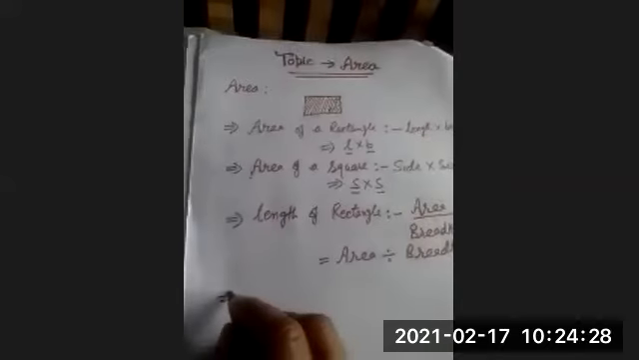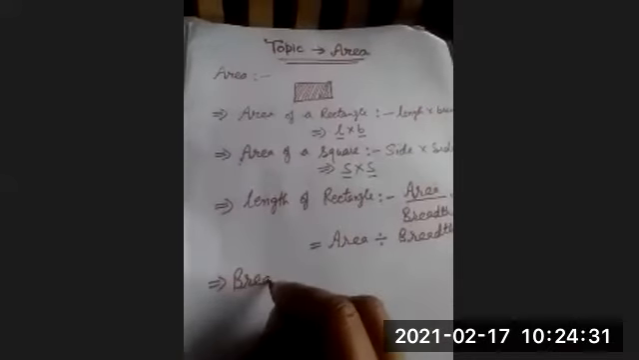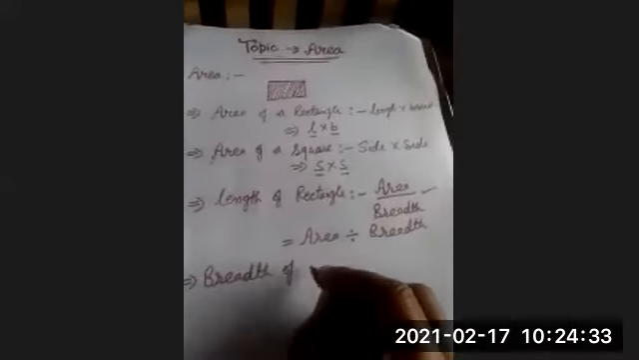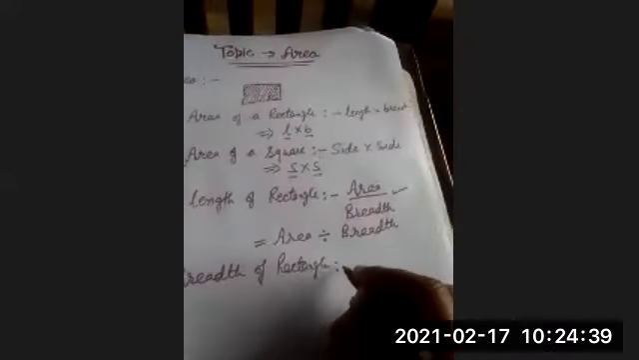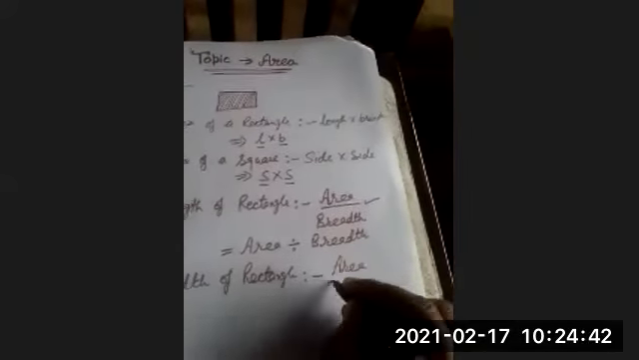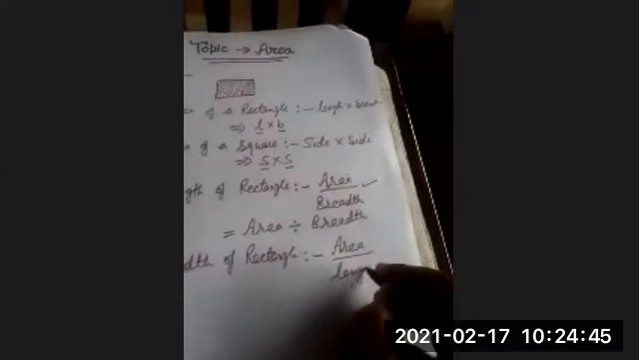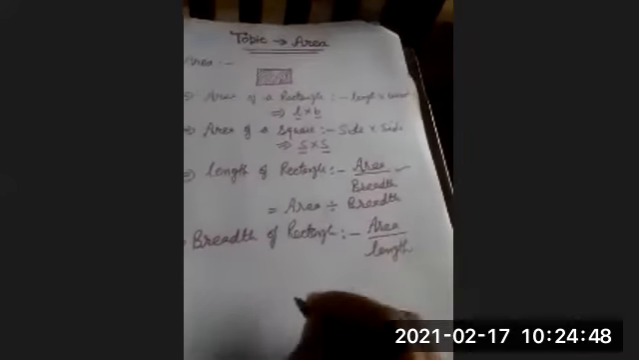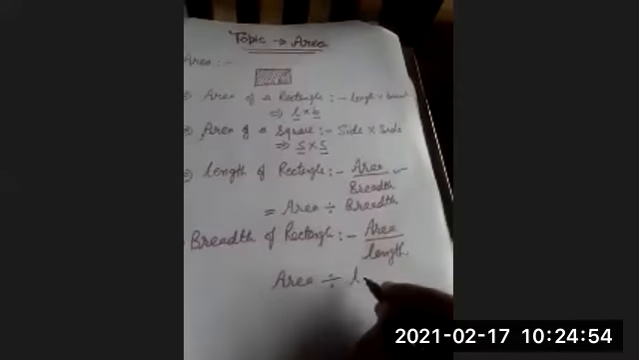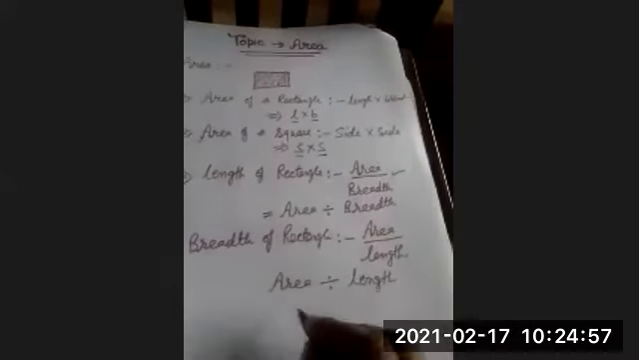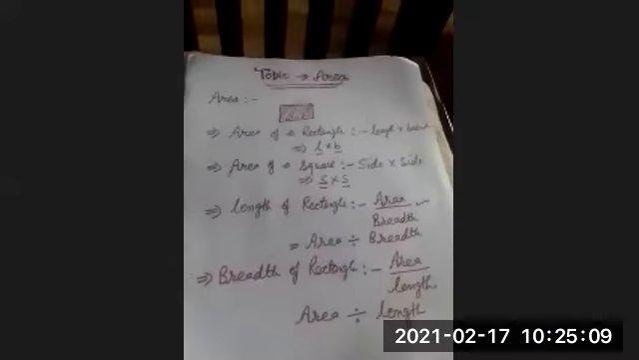Next is width of a rectangle. Width of a rectangle is area divided by length. So width of a rectangle, students, is area divided by length. These are the main points which you should keep in your mind when we revise exercise 78.